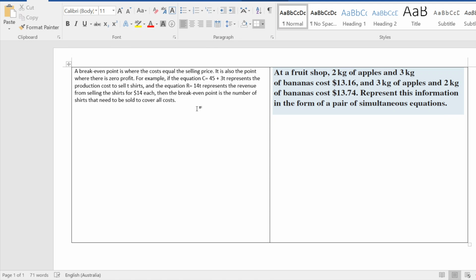All right, back with 7.4, now grade 11. So what we're looking at here is still simultaneous equations, but this time we're dealing with worded problems, so we have to actually kind of mind the question and work out what it's asking.